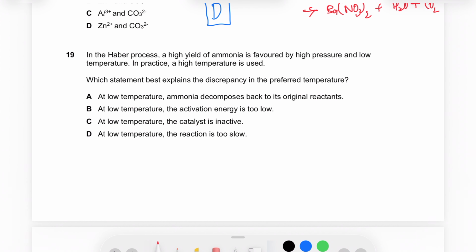Next one. In the Haber process, the high yield of ammonia is favored by high pressure and low temperature. Okay. But in practice, a high temperature is used because what? It will be faster. Although your yield is good, at higher temperature the rate will be faster. So at low temperature, the reaction is too slow. Okay. So answer is D.